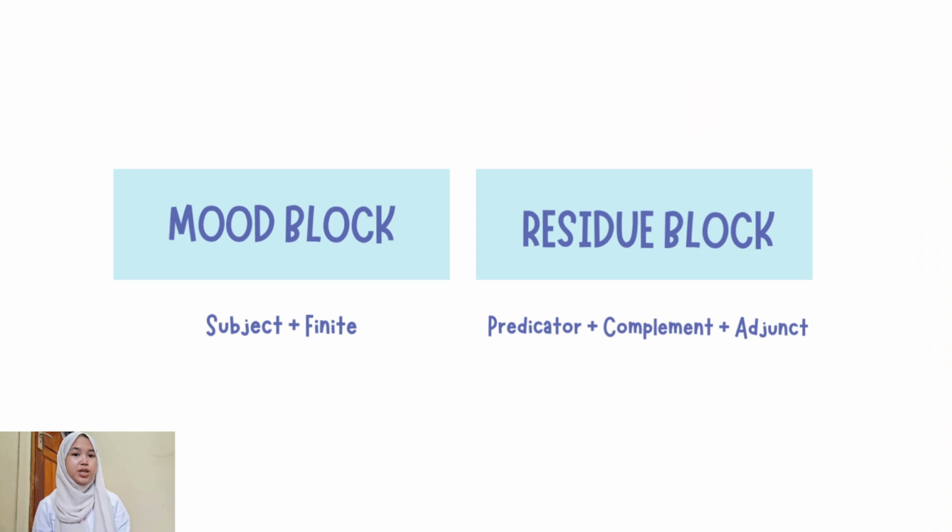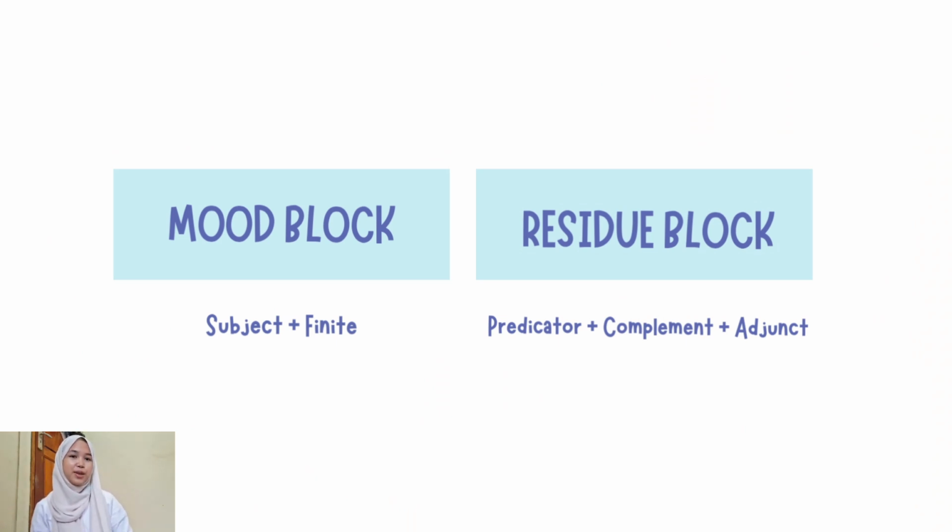These two elements show who is responsible for the message and what tense or modality is used. The residue consists of the predicator, the complement, and the adjunct, but the adjunct is optional, which means a clause can still be correct even if there is no adjunct.